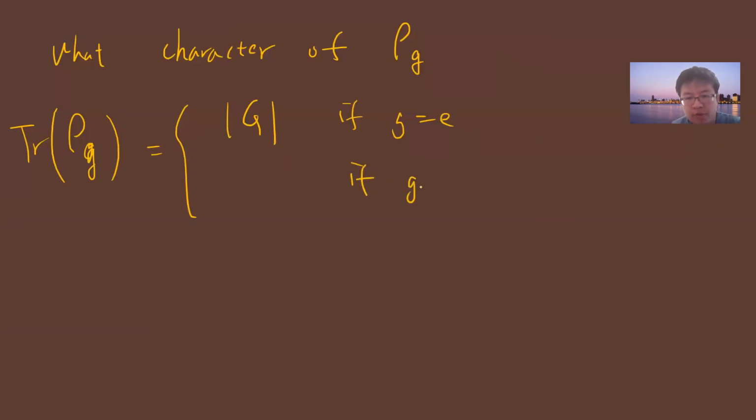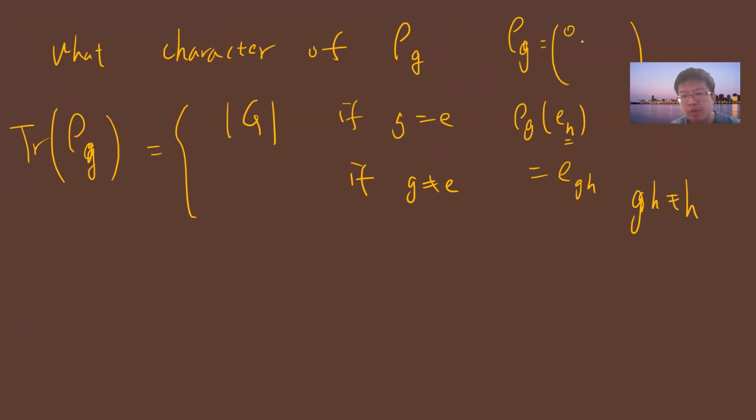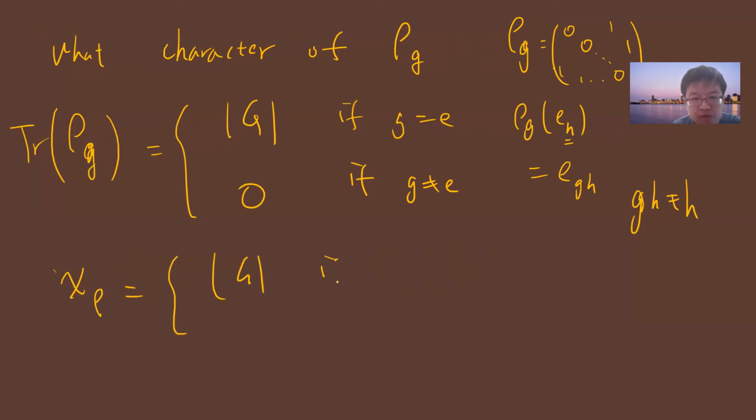And if g is non-identity, then rho_g acting on e_h will become e_gh. And gh will not be the same as h. So when you write out rho_g for g non-identity, the diagonal terms must be 0, and there will be a one somewhere else. So this will be 0. Hope you guys can see this. So this is the character: the character of this rho is |G| if g is the identity, and if g is non-identity, this becomes 0.